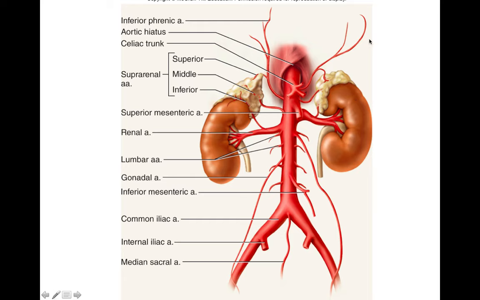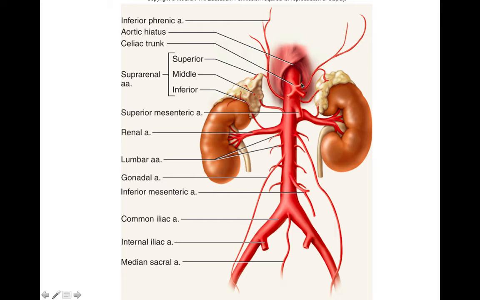As we move way down into the abdominal area, and we follow that aorta down past the diaphragm, so here's the aortic hiatus, this opening in your diaphragm as that aorta descends down into the abdominal cavity. You see all of these branches coming off of the aorta, and there's several that you should be familiar with.